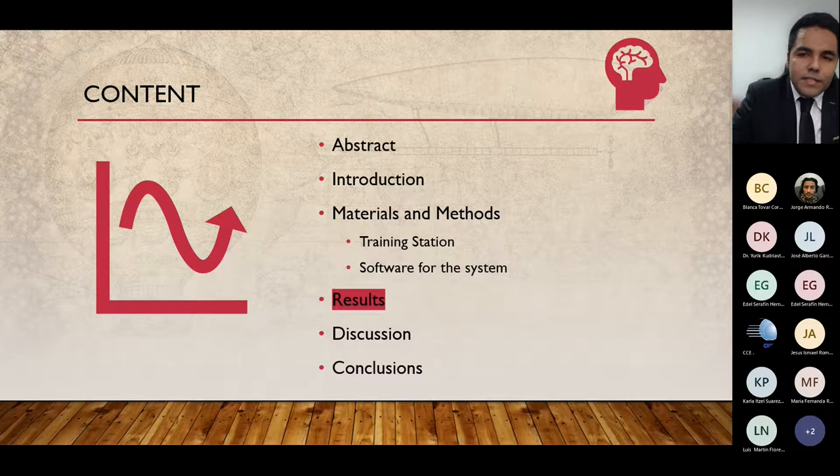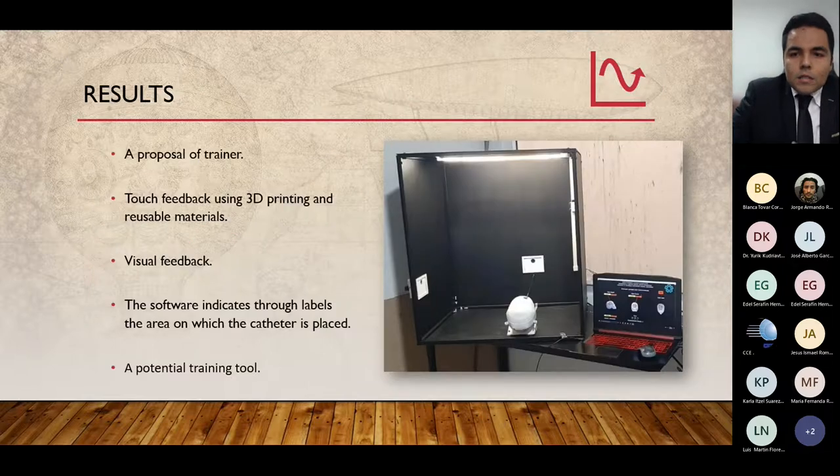What about our results? As we can see, a proposed trainer was developed, which consists of a training station and software. The system responds to the need for touch feedback using 3D printing and reusable materials. Also, we provide visual feedback. The software indicates through labels the area in which the catheter is placed. The system is designed to be a potential training tool for professionals in the practice of ventriculostomy.